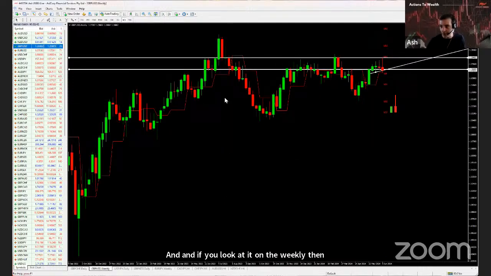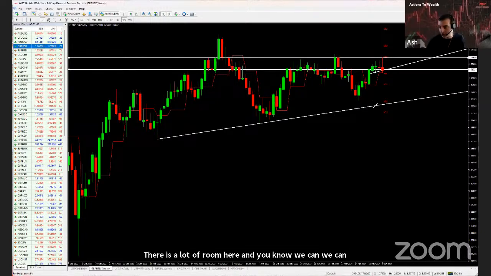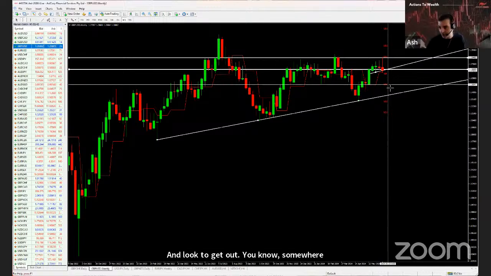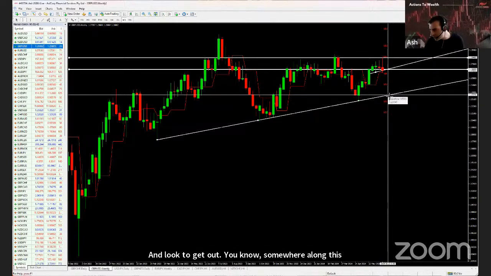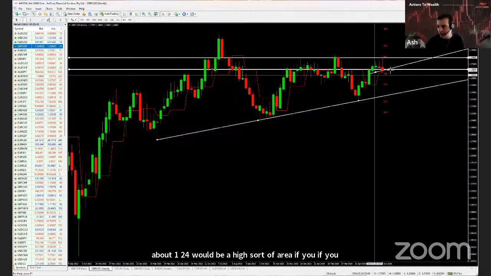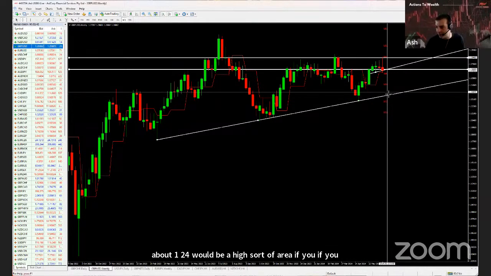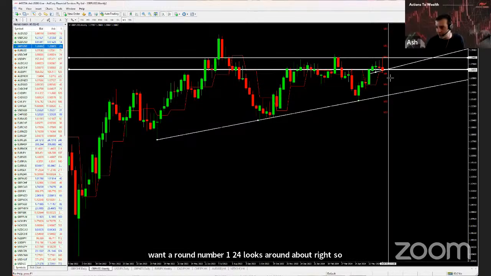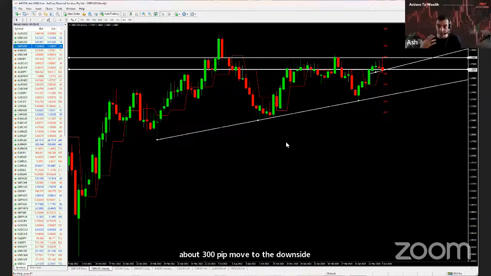there is room. There is a lot of room here, and we can get in around about the 1.27 and look to get out somewhere along this trend line maybe. So as it drops down here, around about 1.24 would be a high sort of area if you want a round number. 1.24 looks around about right. So looks like there's a possibility of around about a 300 pip move to the downside. 250, 300 pip move to the downside. So plenty of room, and also.